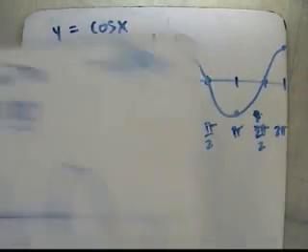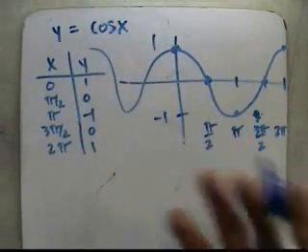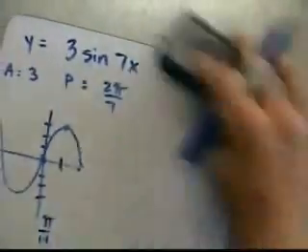So when I draw this little mini sine graph, it looks like this. I'm going to draw a mini cosine graph, and I'm going to graph those 5 points using a little mini cosine graph. So let's go ahead and do one.